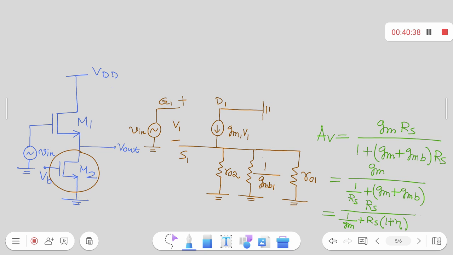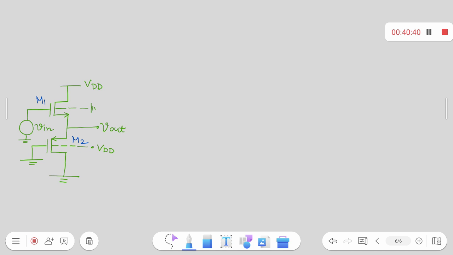Right. But now if I consider this particular MOS M2, gate and drain are shorted. It is a direct connected device, right? So for the direct connected device, what's the equivalent resistance, if I just consider all the second order effects? 1 by GM, 1 by GMB, parallel. Yes. So that is the equivalent resistance from Vout to ground.